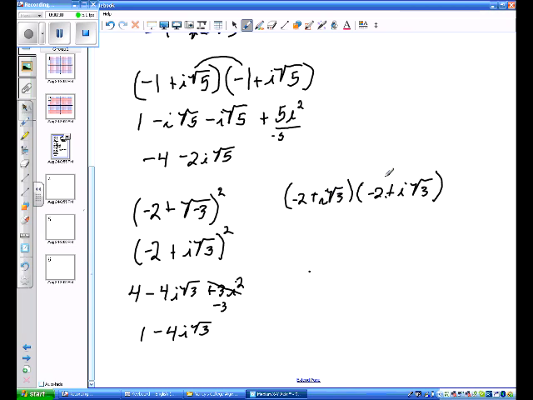And do your multiplication. So negative 2 times negative 2 is 4. Negative 2 times i would be negative 2i square root of 3. i square root of 3 times negative 2 is negative 2i square root of 3, plus i squared, and square root of 3 times the square root of 3 is 3. So 3i squared. Again, i squared is negative 1 times 3 is going to make that a negative 3. So 4 minus 3 is 1 minus 4i square roots of 3.